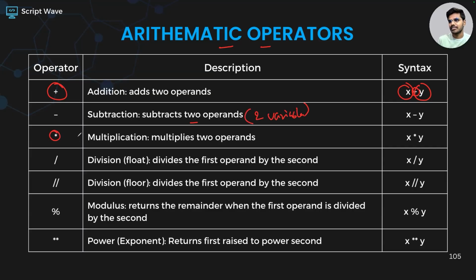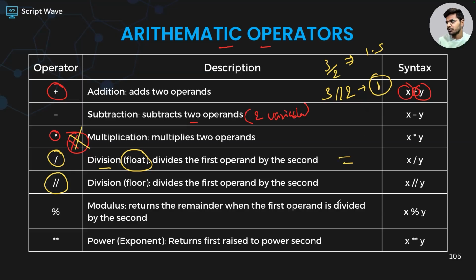Multiplication, we use asterisk, not the star. Star is not allowed. Then we have slash for division, which returns a floating point by default. Then we have double slash, which is called floor division, which divides and returns without the decimal point. So let's say 3 by 2. What is the division? Division is 1.5. When we do floor division, 3 floor division with 2, then this returns only 1.